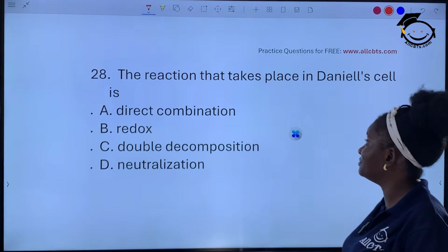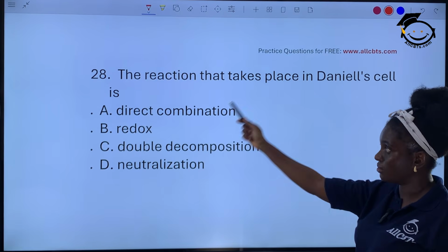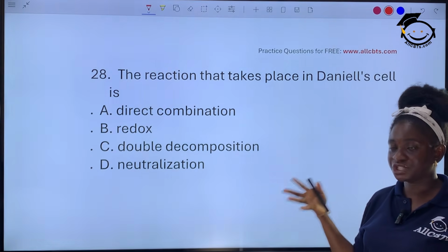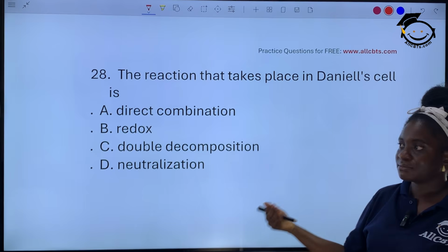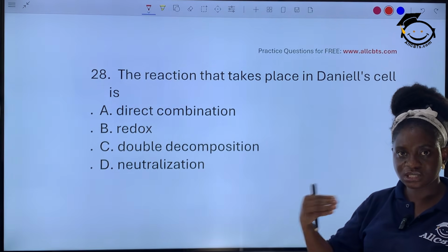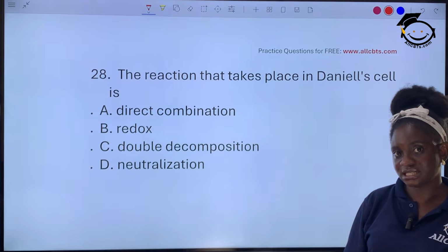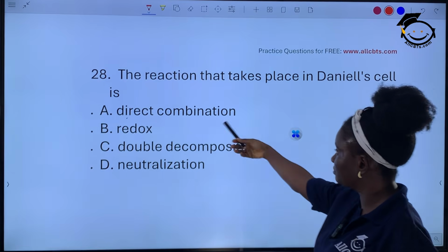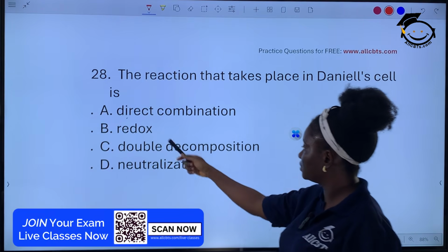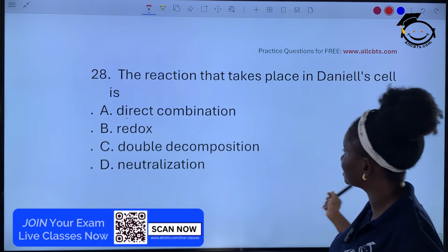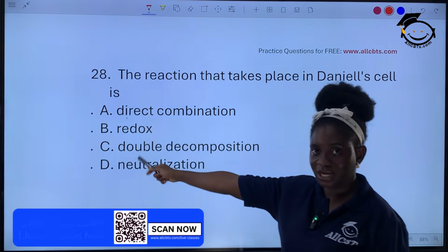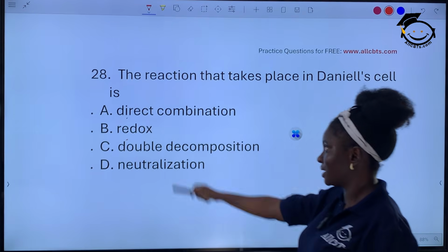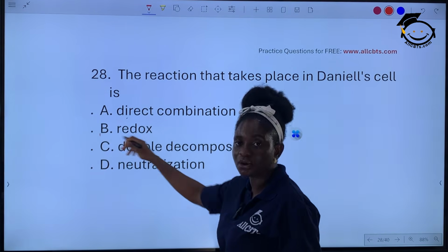Question 28. The reaction that takes place in Daniell's cell is... in Daniell's cell, we have charges. So the reaction that takes place, we have reduction and oxidation taking place in the Daniell cell. So let's look at the options. We have direct combination, B redox, double decomposition, neutralization. So in Daniell cell, we have redox reaction, that's oxidation and reduction. That's what's called the redox reaction. Option B is the correct answer.